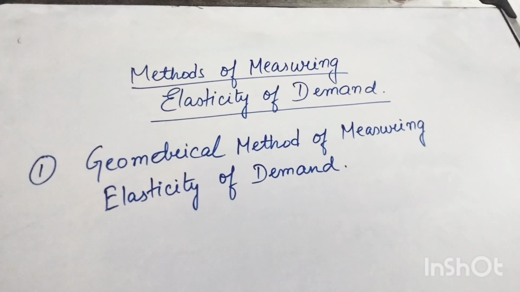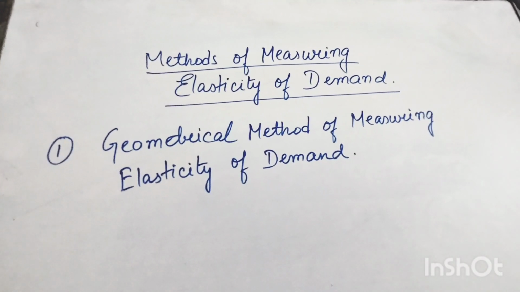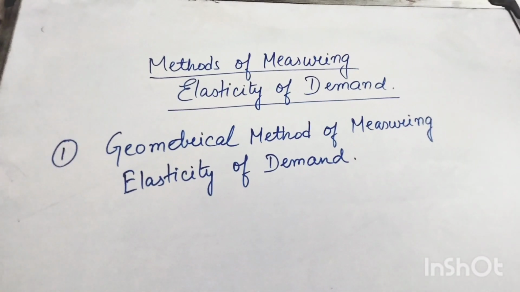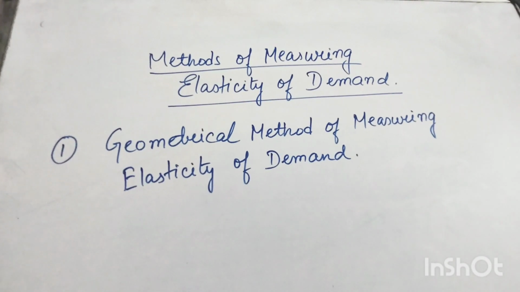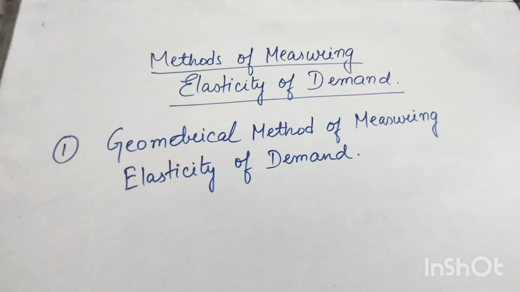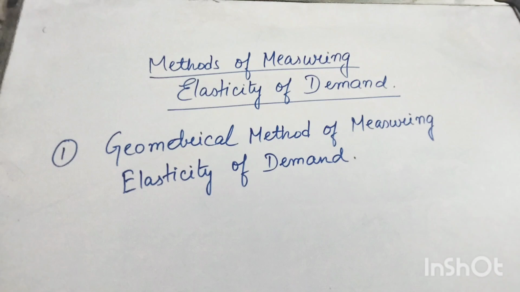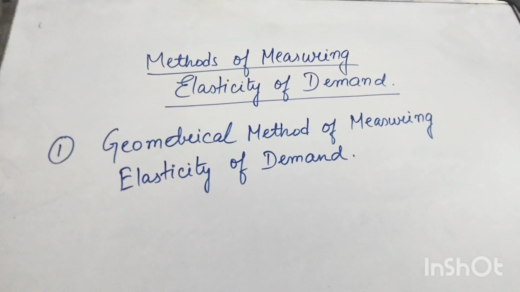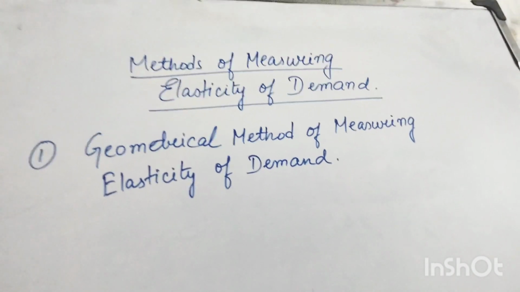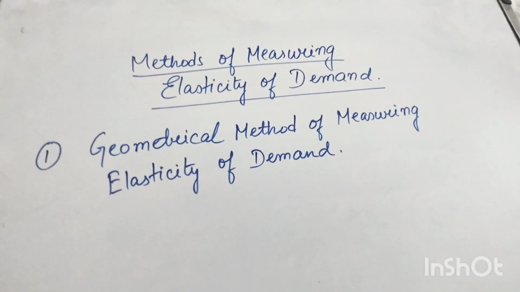Now today's topic which we are going to discuss is the methods of measuring elasticity of demand. There are various methods of measuring this elasticity of demand. Last class I told you that elasticity of demand means we can get the exact value from it. But in the case of the law of demand, we can measure only the direction of it, but not the magnitude. In the case of elasticity of demand, we can measure the exact value of it.